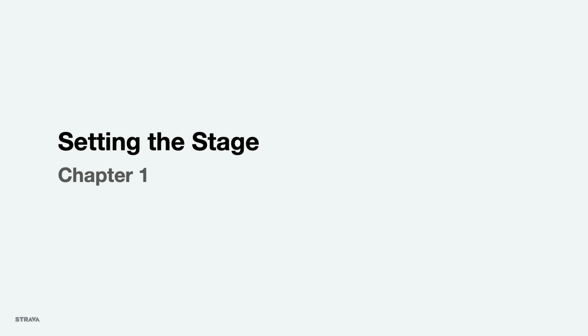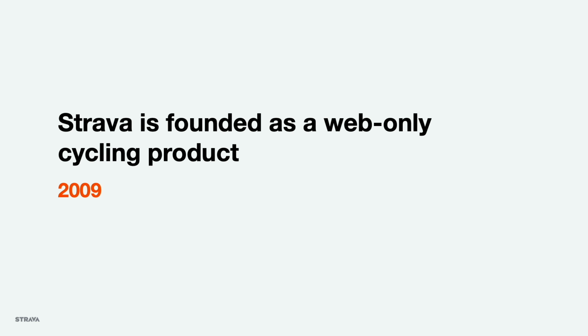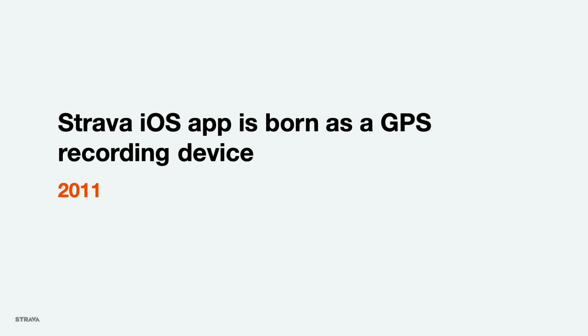So let's get started with the backstory. In 2009, Strava was founded as a web-only cycling product. It was geared towards people that had fancy, expensive GPS devices that went out and rode their bike, had a file with a bunch of GPS points in it, and they wanted to upload it and analyze it. So in 2011, Strava decided that they wanted to target a broader audience and began working on an iOS application. Same target audience, just that they wanted you to be able to use your phone to record your rides and get the same experience.